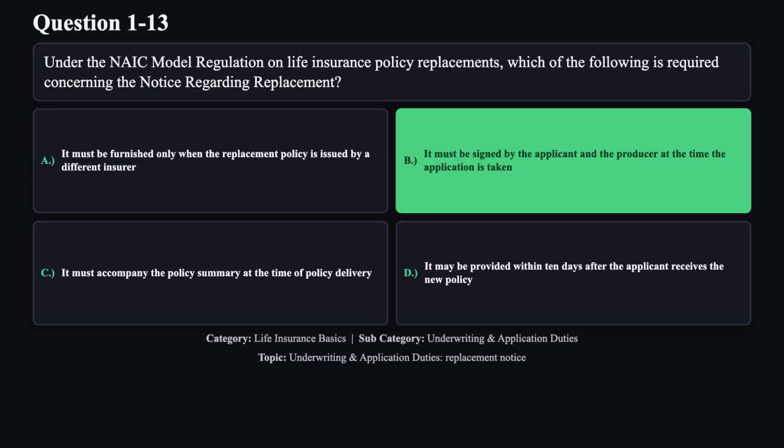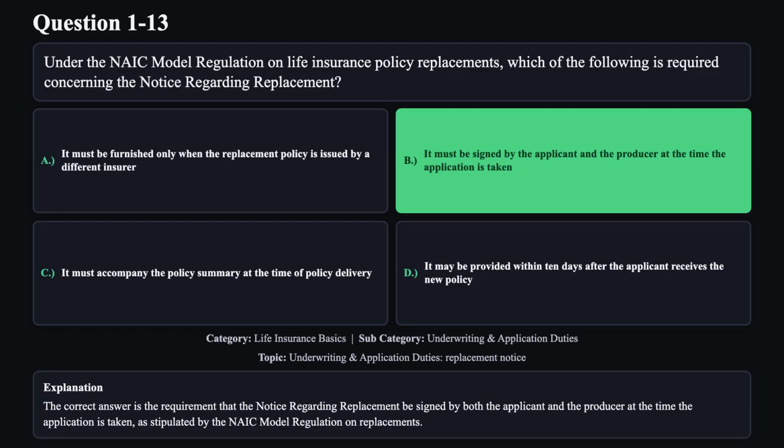The correct answer is B. The correct answer is the requirement that the notice regarding replacement be signed by both the applicant and the producer at the time the application is taken, as stipulated by the NAIC model regulation on replacements.